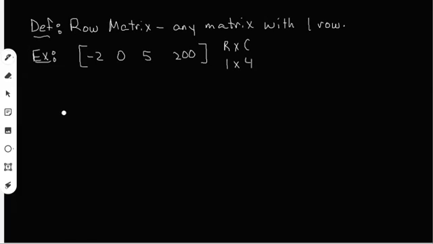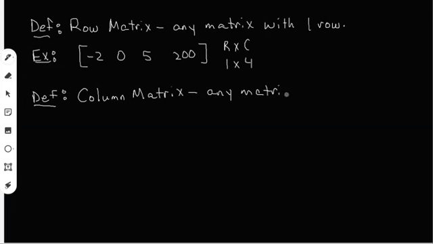Sometimes we give matrices names, sometimes we don't. We're not going to give this one a name. We're just going to move on to the next definition. So that's what a row matrix is. If you know what a row matrix is, do you know the definition for a column matrix? What would a column matrix be? Well, a column matrix is any matrix with one column.